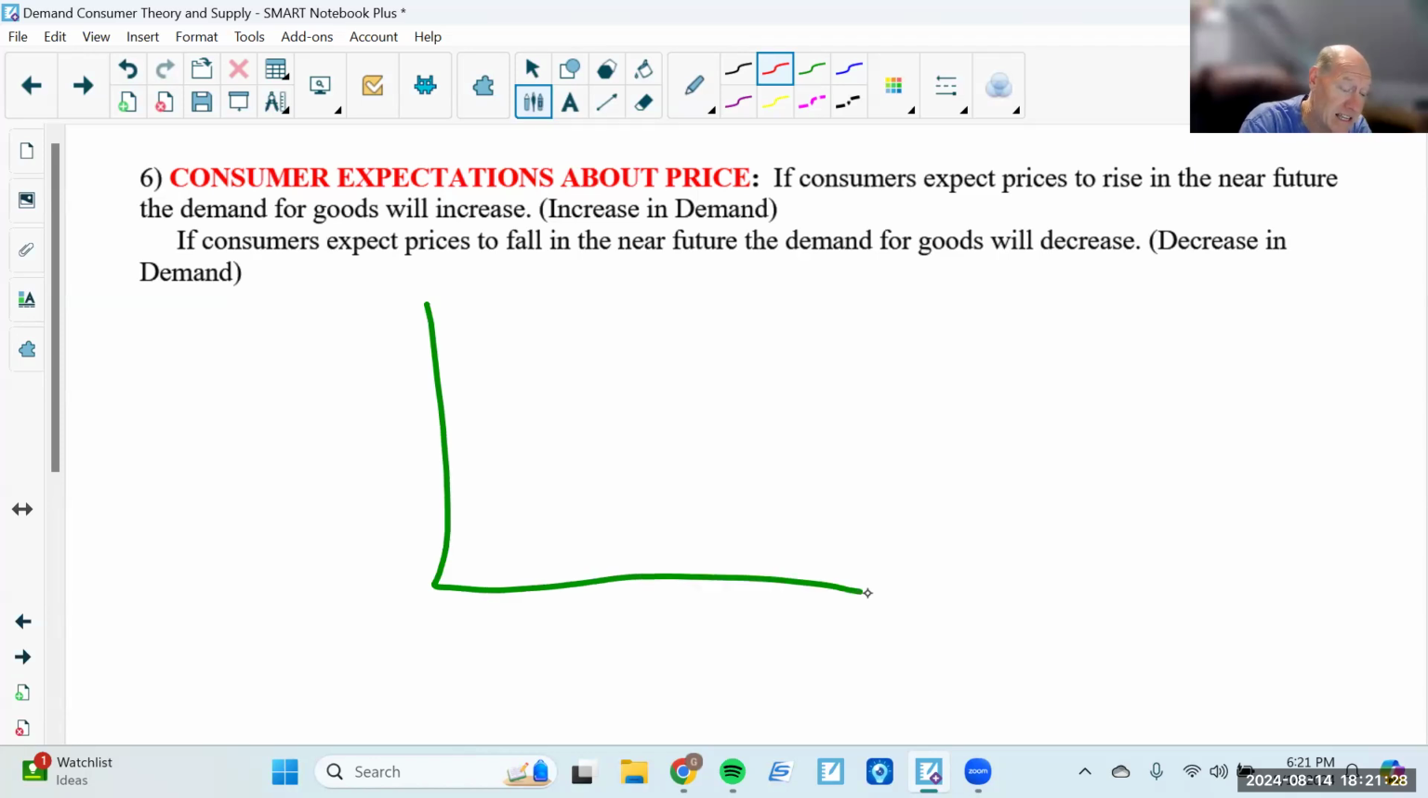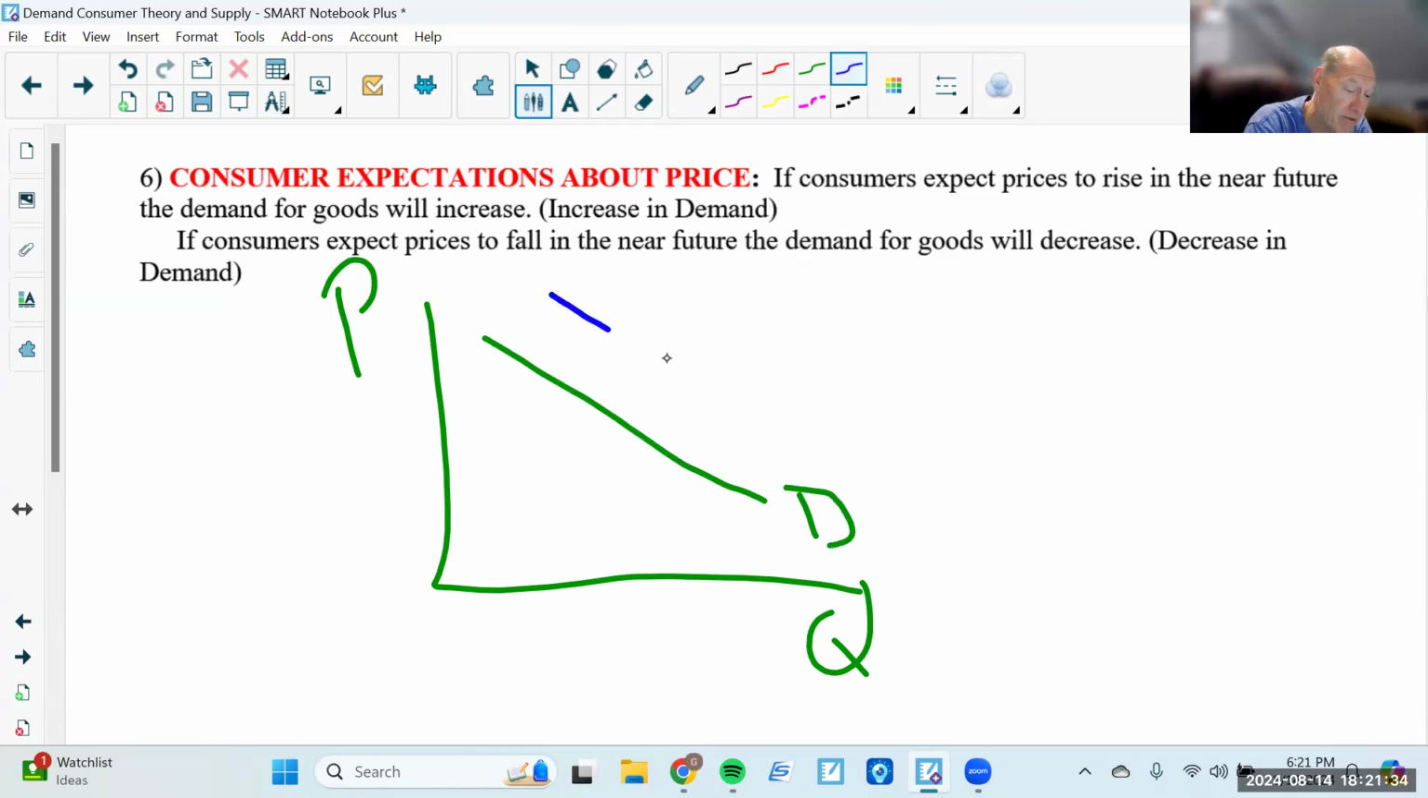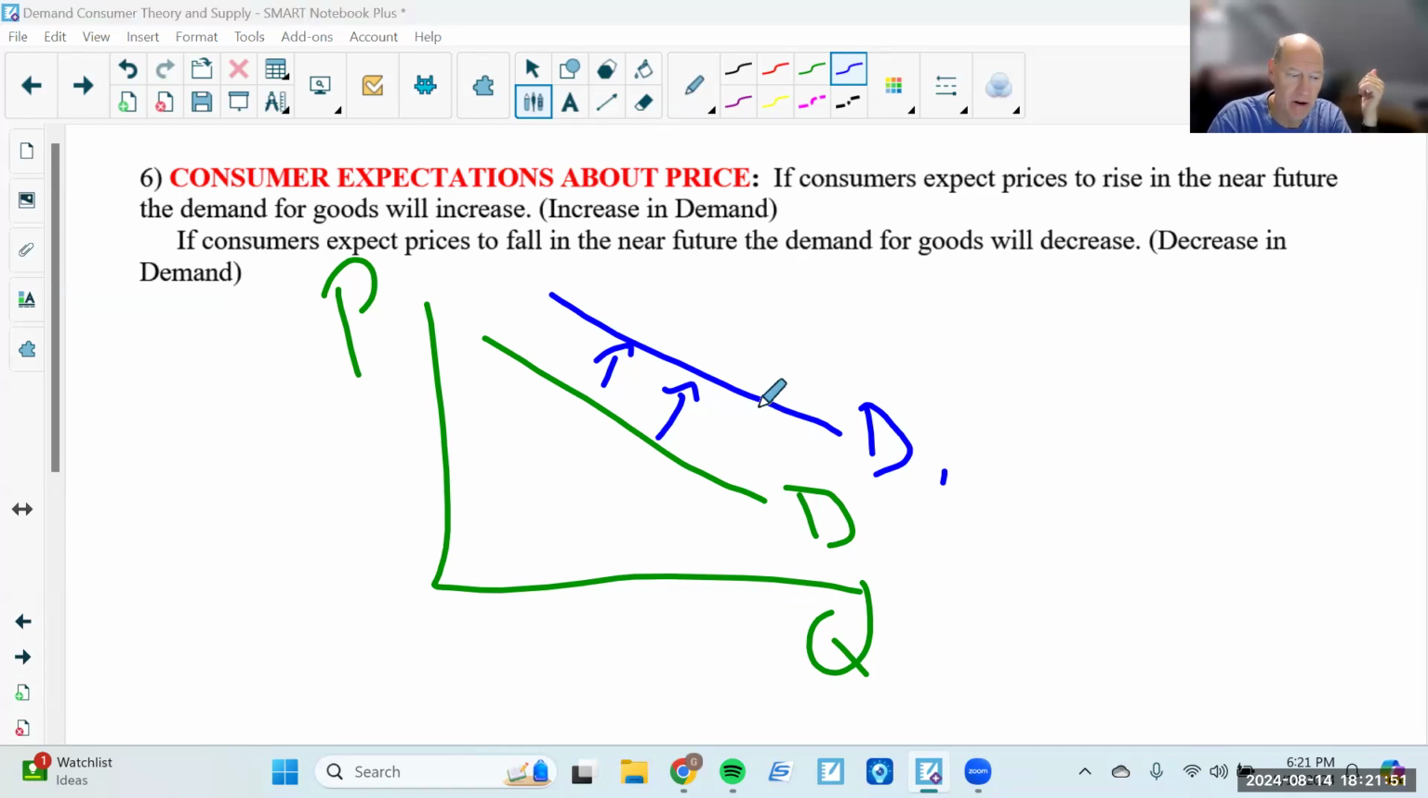So what that does is, if you expect the price of gasoline to go up, mind your P's and Q's, it's going to cause the demand for the product to go up now. Everybody wants it now because they're expecting the price of gasoline to go up in the future. And this can be any product that we're talking about. Of course, if you're saying, oh, I expect the price to fall tomorrow, then of course you would not buy it today. So the demand curve would then shift to the left. All right, that's your determinants of demand.